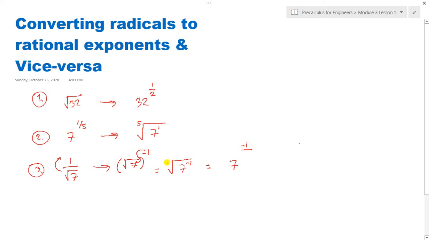Yung radical sign niya is 2. So, negative 1/2. So, therefore, kapag nag-require yung mo na eliminate yung negative exponent, so you can just write this as 1 over 7 raised to 1/2. Parang binibring down mo lang siya sa ibaba. So, ganito lang mag-convert. Now, the other method is this.